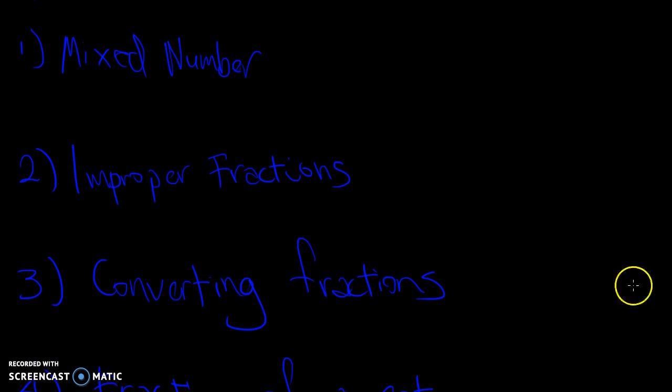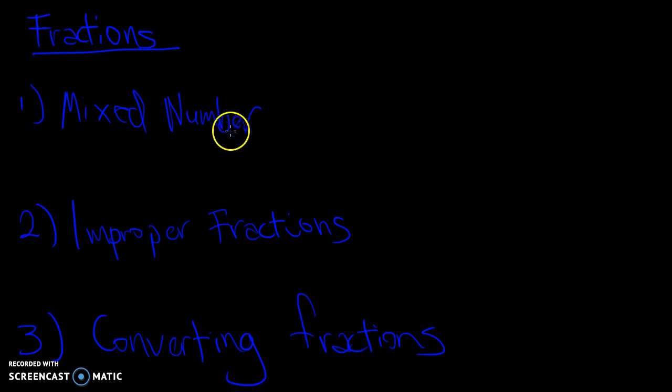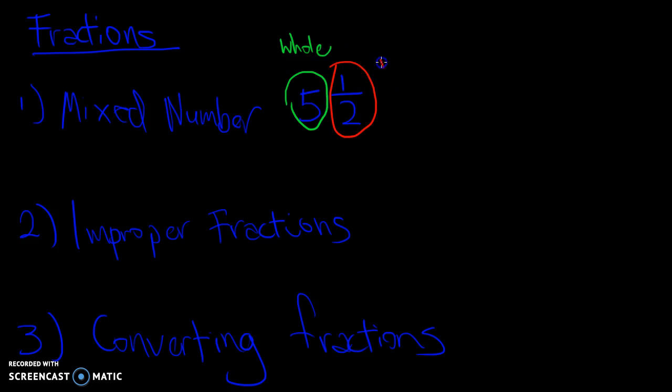Okay, a mixed number. So what is a mixed number? A mixed number is when you have a whole number, let's say 5, and a fraction, let's say 1/2. Let me change the color. This part is the whole number, right? And this part is the fraction. Whenever you have a whole number and a fraction together, like this number, this is a mixed number.